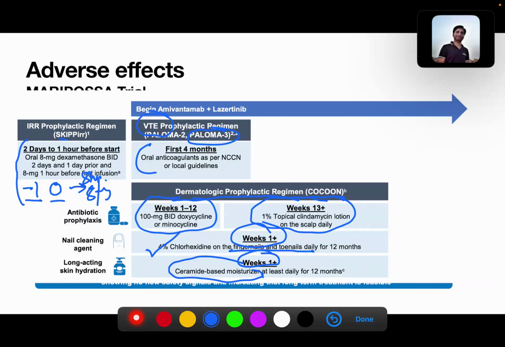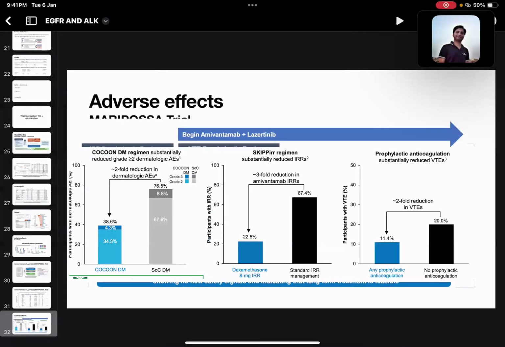So week 1 to 12, doxycycline 100 mg BD. Week 13 onwards, clindamycin lotion for the scalp. And from week 1 onwards, chlorhexidine solution for the fingernails and toenails. And from week 1 onwards, ceramide-based moisturizer daily for at least 12 months. So these are protocols you can use, the SKIPPER, COCOON, and the PALOMA-3 protocol, to decrease the toxicity seen with the amivantamab plus lazertinib combination.